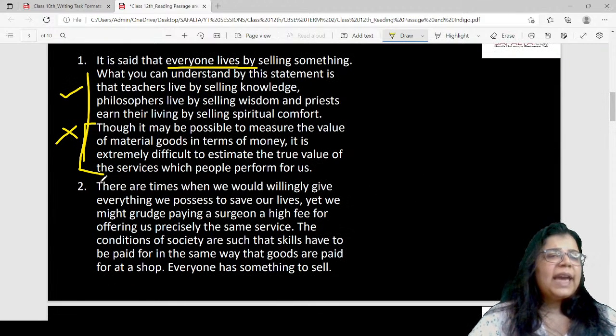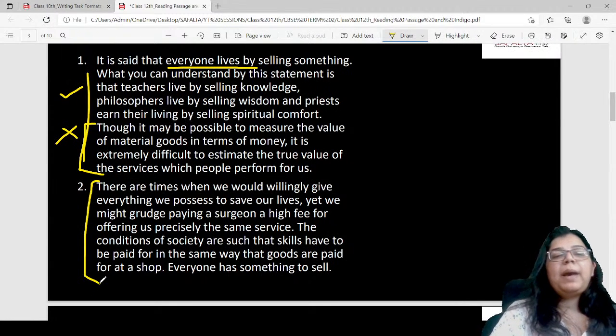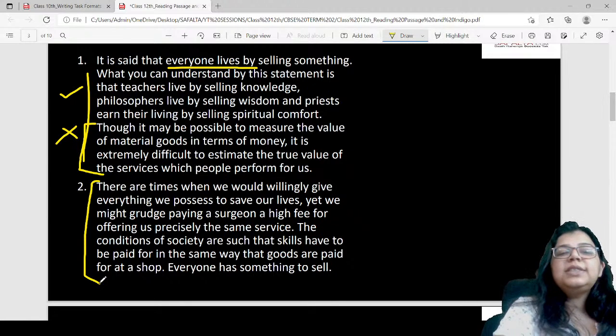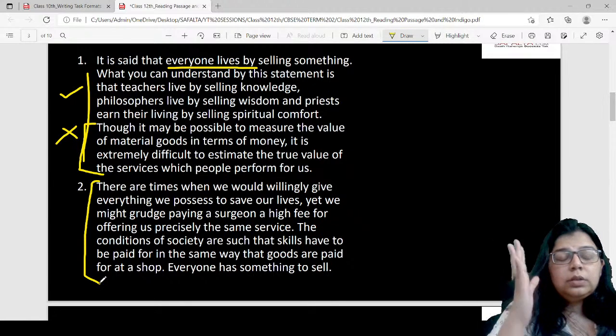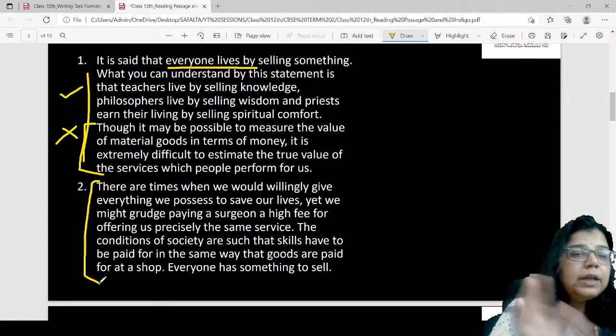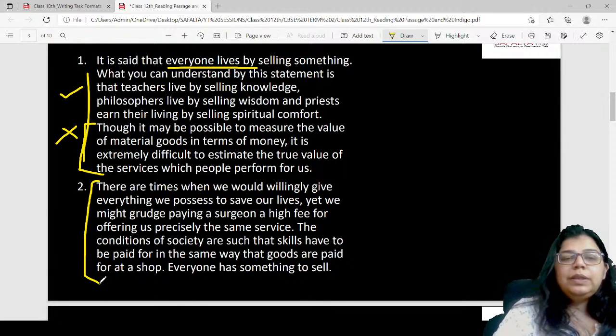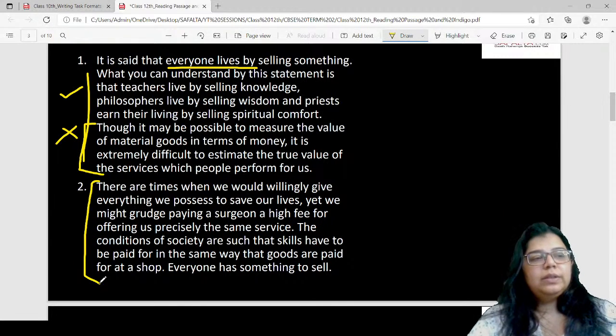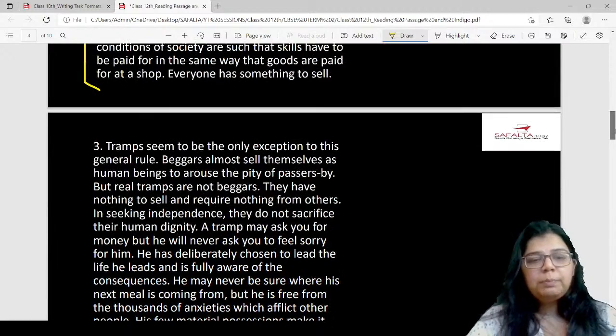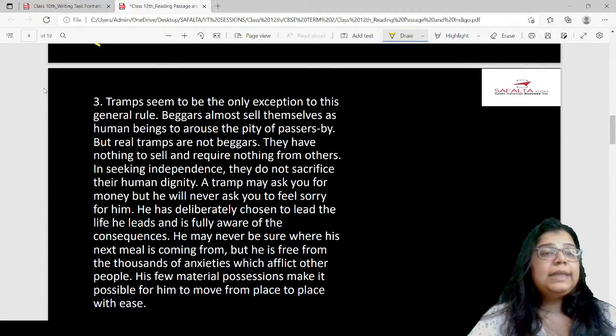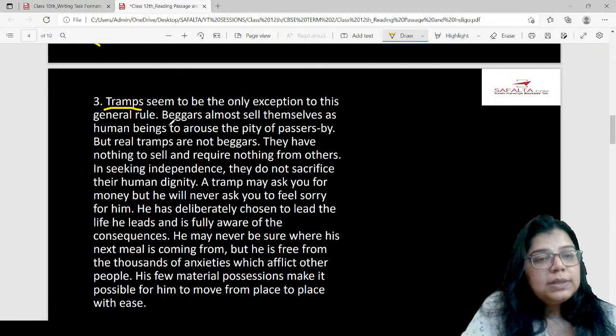Now if you scan this particular paragraph, you will realize that the words tramp and beggar are not given here. So you will not find the answer to this question in this paragraph. Now if I go to the third paragraph, which is a longer paragraph, it starts with the word tramp and it also has the word beggar.